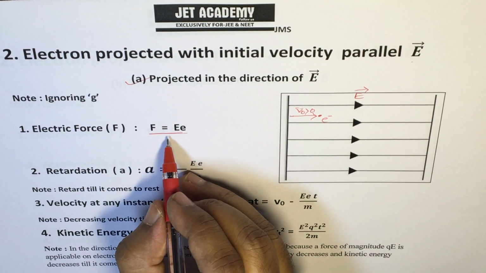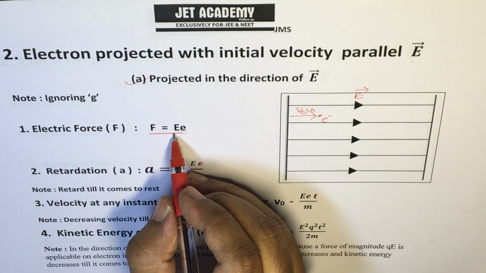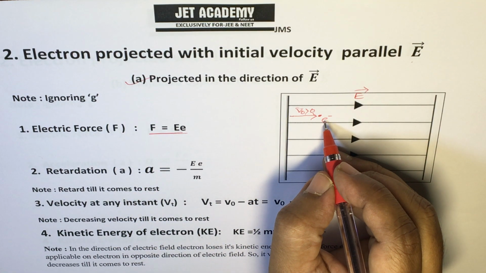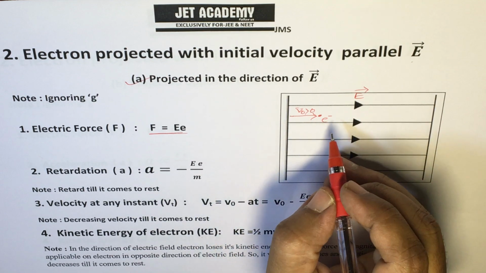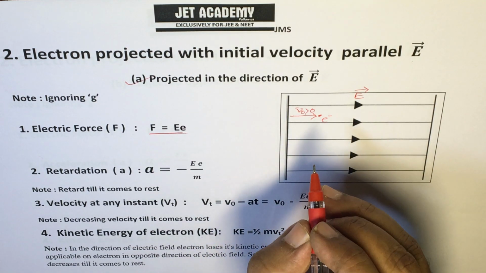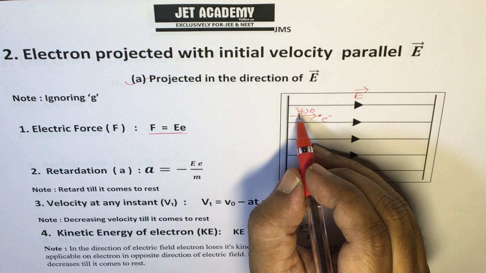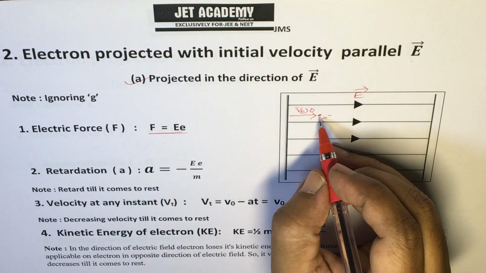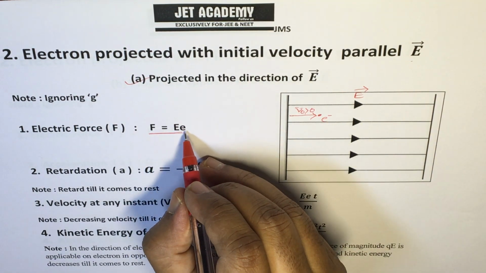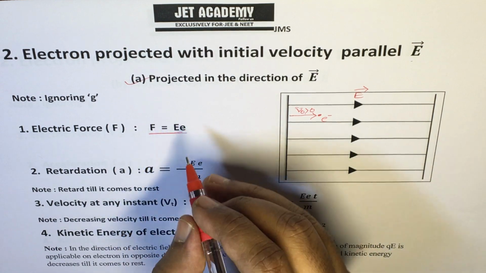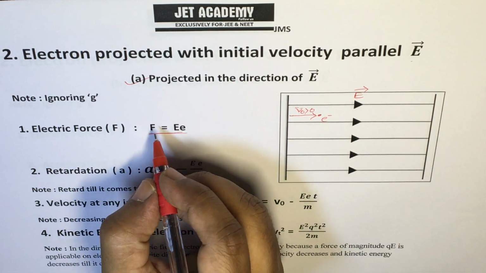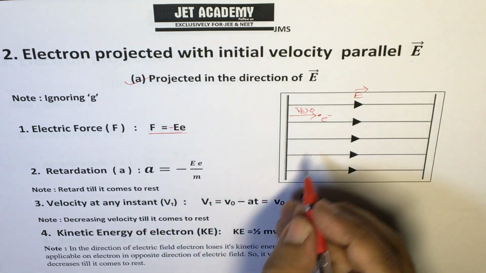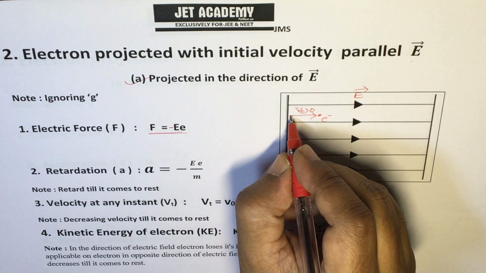Why? Because we know that the Coulombic force, the electric force experienced by an electric charge in an electric field, is always independent of the magnitude of the initial velocity and its direction. Hence the force experienced is always going to be eE. The direction of force is always minus, you can write the minus here. This is a magnitude we are discussing, and here this is the V0 direction.